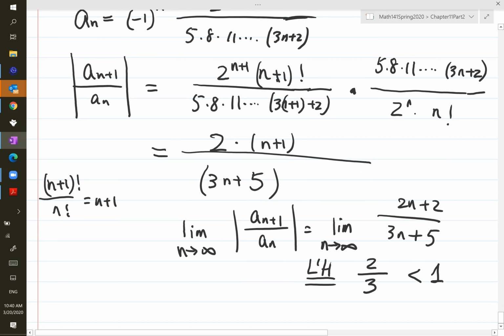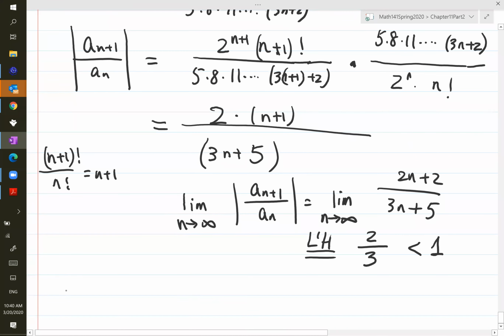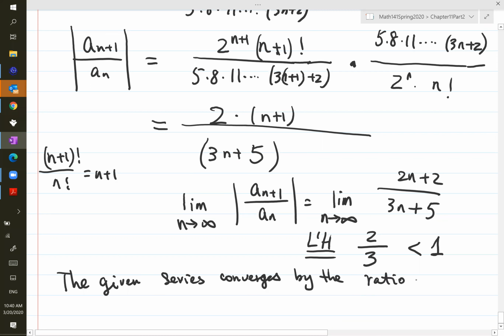So we can conclude that by the ratio test, the given series converges by the ratio test. Then we're done for this problem.